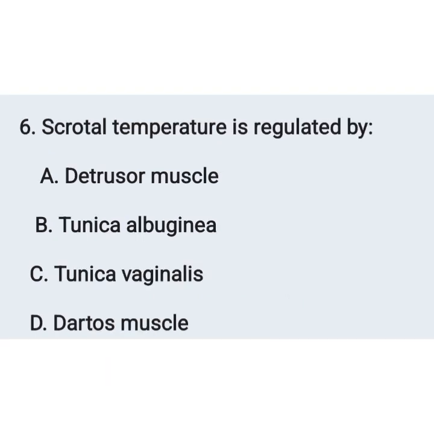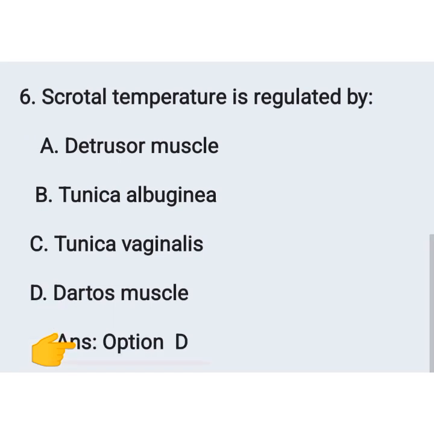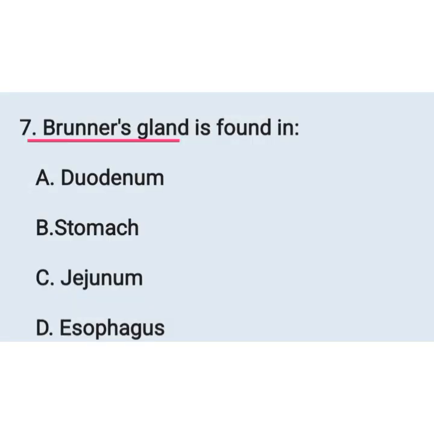And the next question. Scrotal temperature is regulated by. Options, option A detrusor muscle, option B tunica albuginea, option C tunica vaginalis, option D dartos muscle. Scrotal temperature is maintained or regulated by dartos muscle. Option D is the correct answer. Move on to the next question.